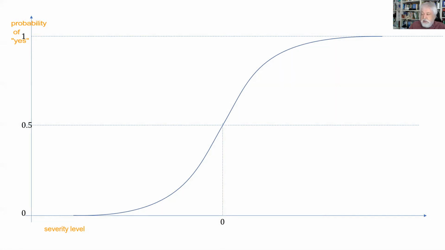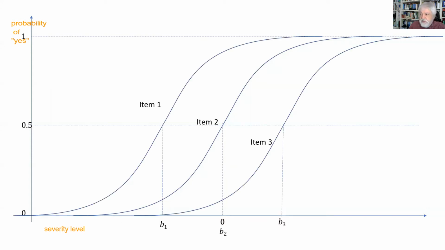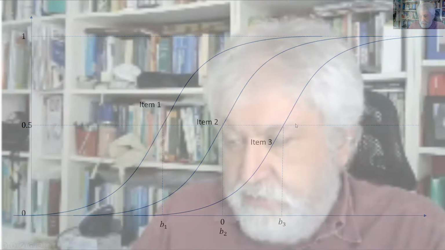This is called an item characteristics curve. When you have a test made of several items, you will have several of these item characteristics curves. And the point of item response theory, in particular of the Rasch model, is that each item is positioned in a different level of severity.